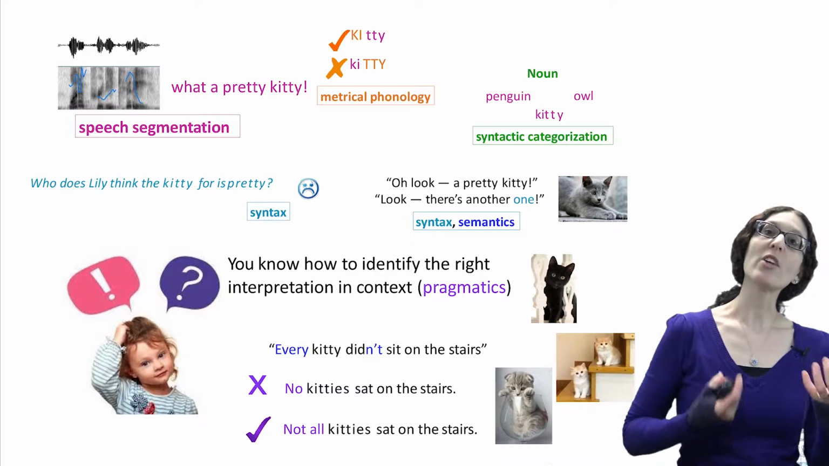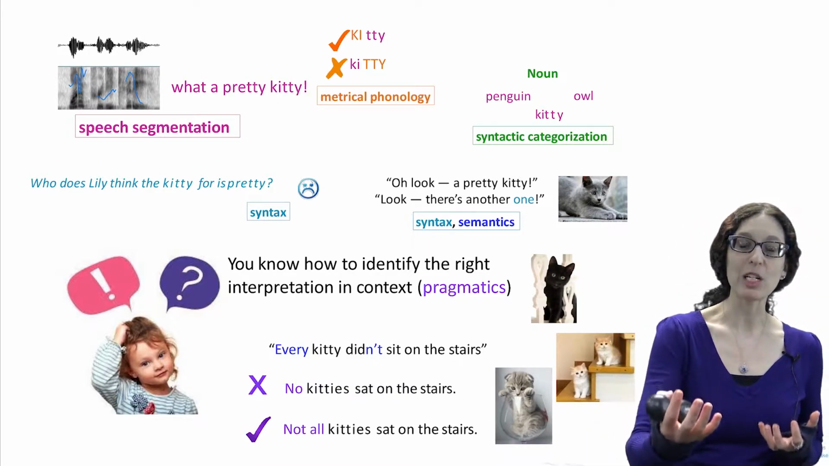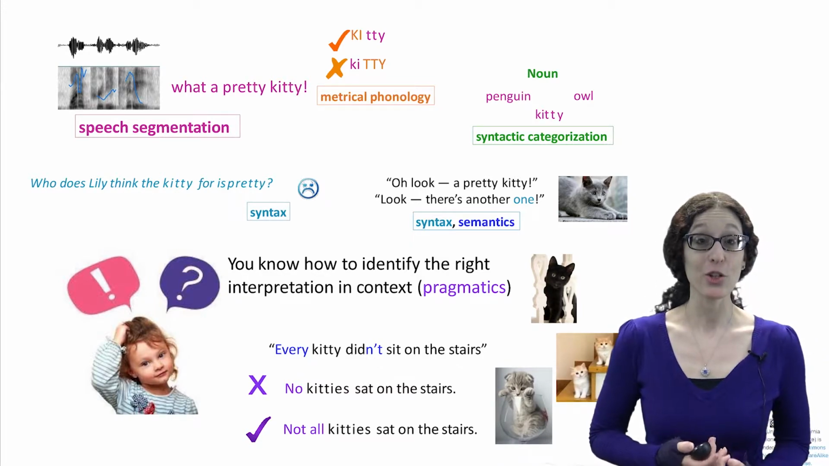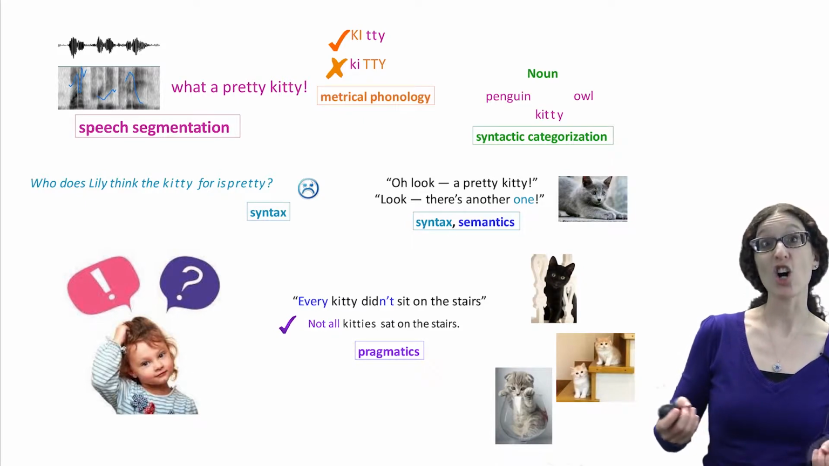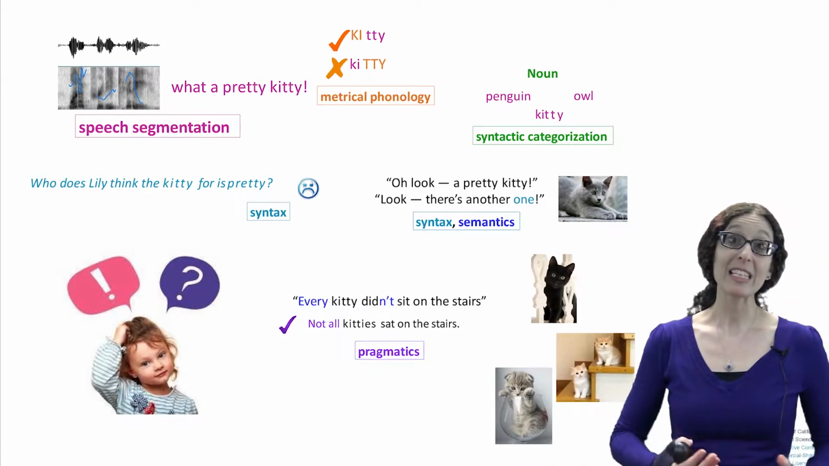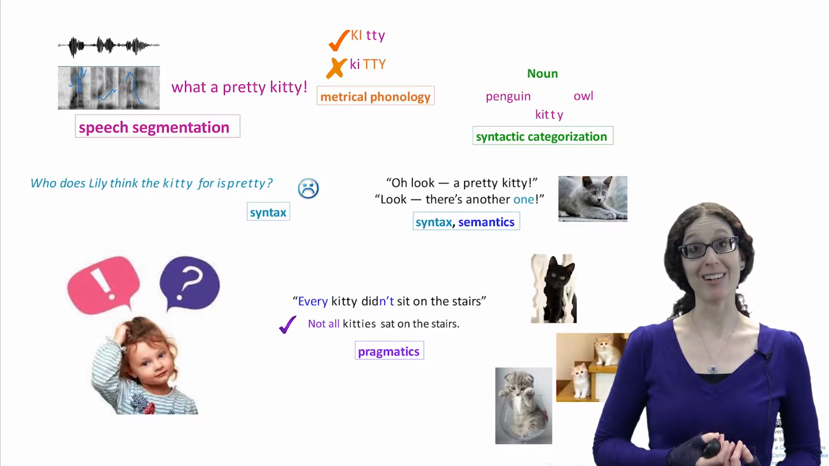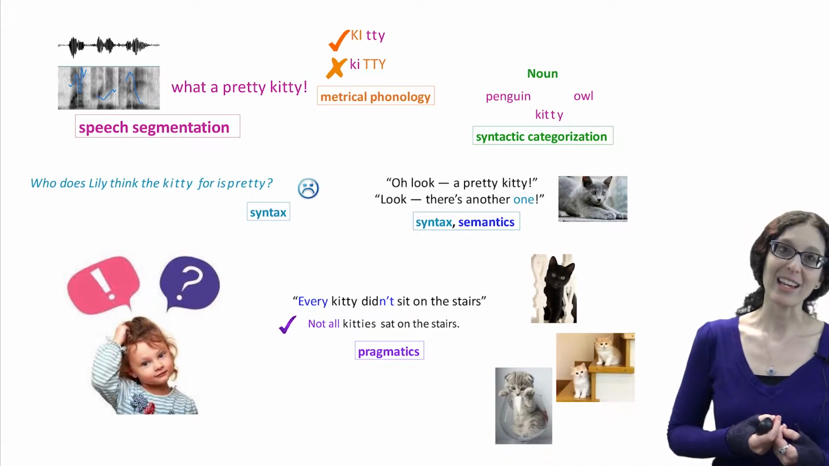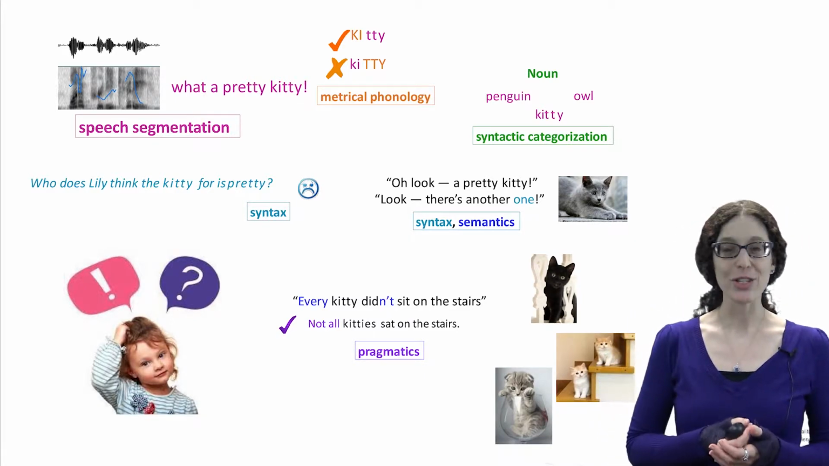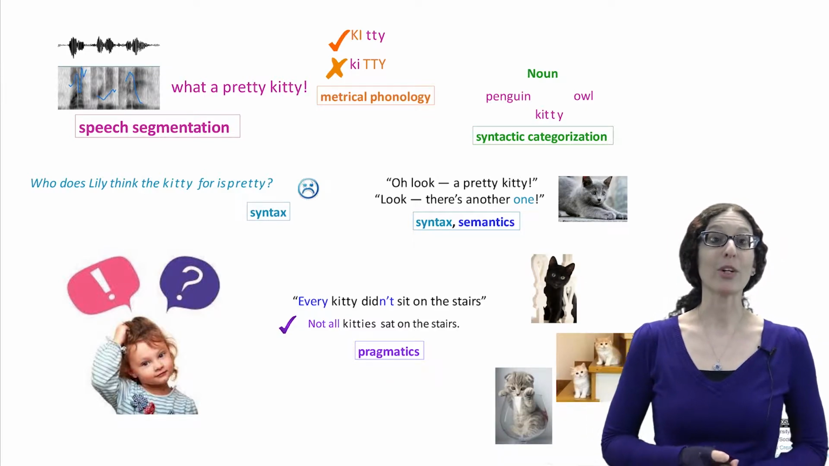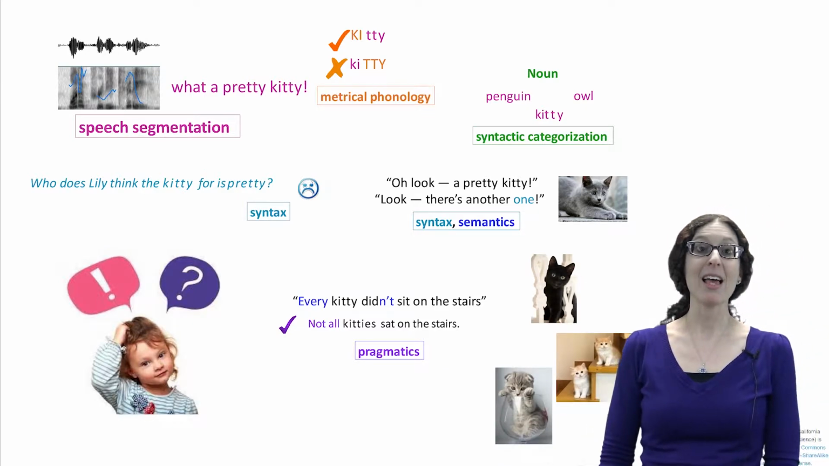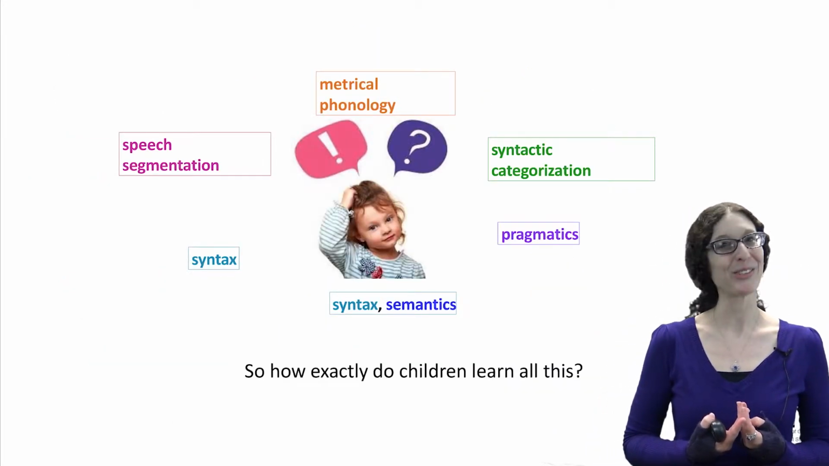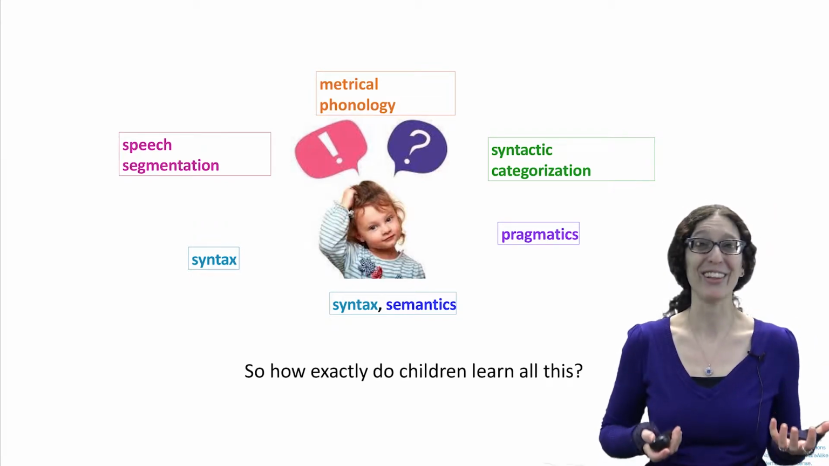And so as an adult speaker who understands as part of pragmatics that we like to be cooperative and we like to try to tell the truth, or we assume as a default that other people are telling the truth, we tend to interpret it as not all kitties are sitting on stairs, precisely because that's the interpretation that's true in context. That's using our knowledge of pragmatics. So it's all these different things, among many others, that you know when you know your native language, right? These are just some examples of it. And the question for first language acquisition is simply, how exactly do children learn all of this? It's a lot.